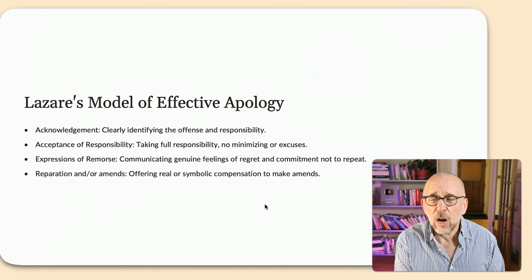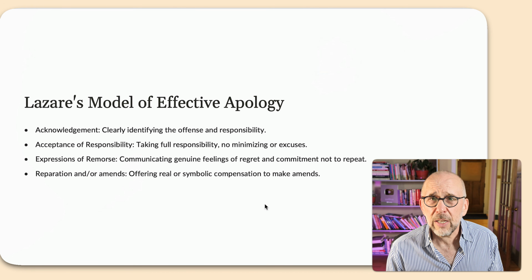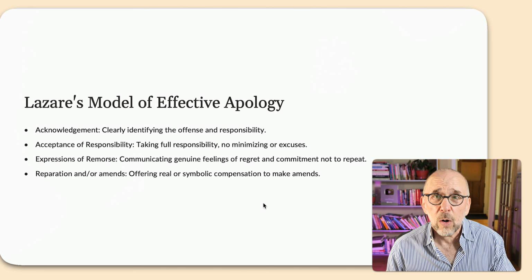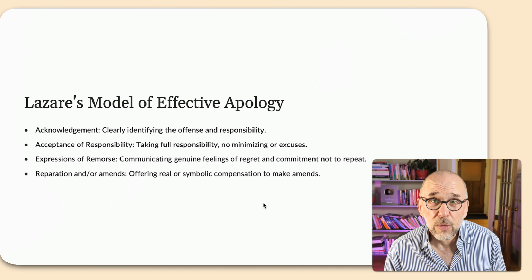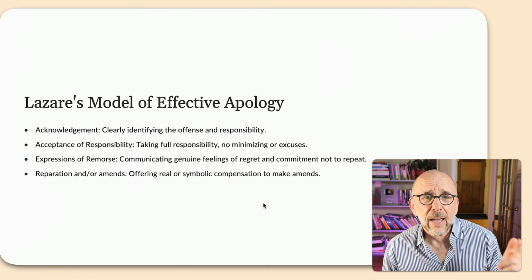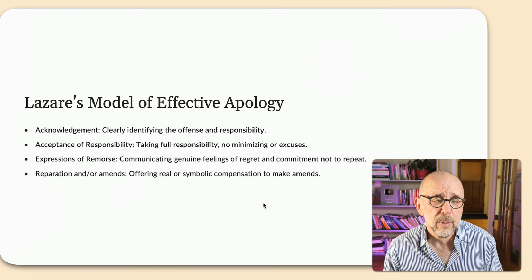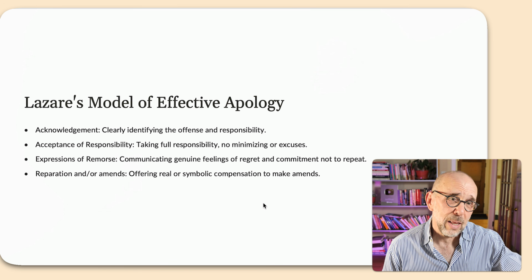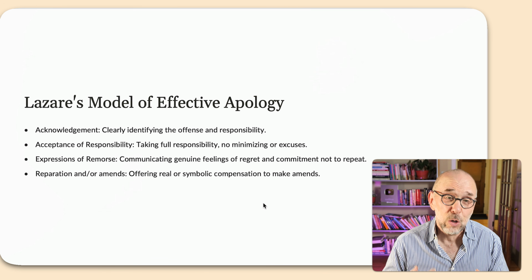So this is Aaron Lazare's model of apology. I made a very popular TikTok a few years ago. It went viral, and it just lists these four characteristics of a thorough and effective apology. And they are, first, the acknowledgement. You must clearly identify the offense and take responsibility for it. Second, accept responsibility. That is, you can't minimize it. You can't blame it on someone else. You can't blame it on the circumstances. You have to take full responsibility.